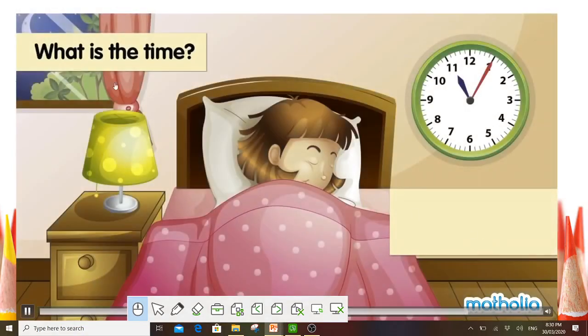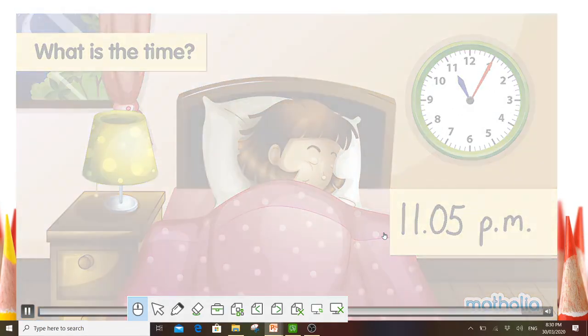What is the time now? Kate is asleep. It's 11:05 at night. It's 11:05 p.m., 5 minutes after 11, or 11:05 p.m. Okay?